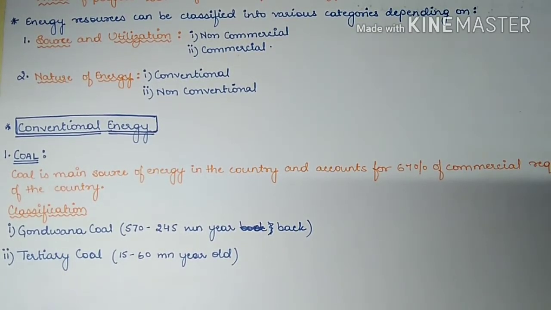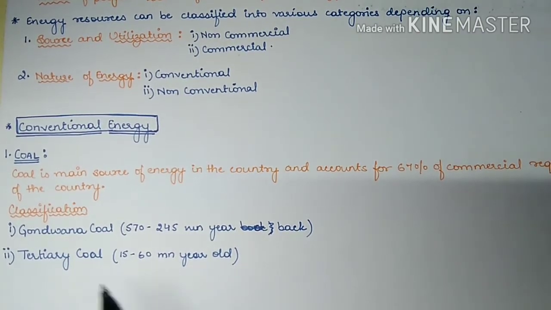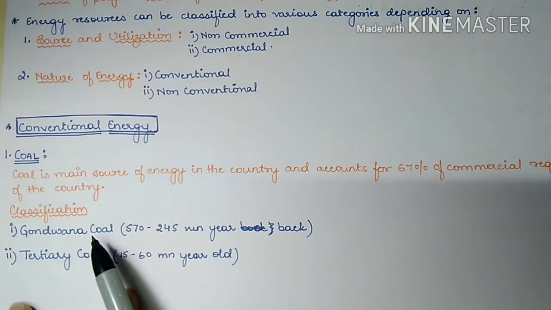Now coal accounts for 67% of the commercial requirement of the country. In India, 67% of the energy requirement of the country is fulfilled by coal. Coal can be classified into two categories, that is Gondwana coal and tertiary coal. Gondwana coal is the coal of the Carboniferous period, that is from 570 million years to 245 million years back. It is found in Damodar Valley, Mahanadi Valley, Godavari Valley, and Narmada Valley. These valleys have good coal reserves, and these reserves are of the Gondwana coal category.